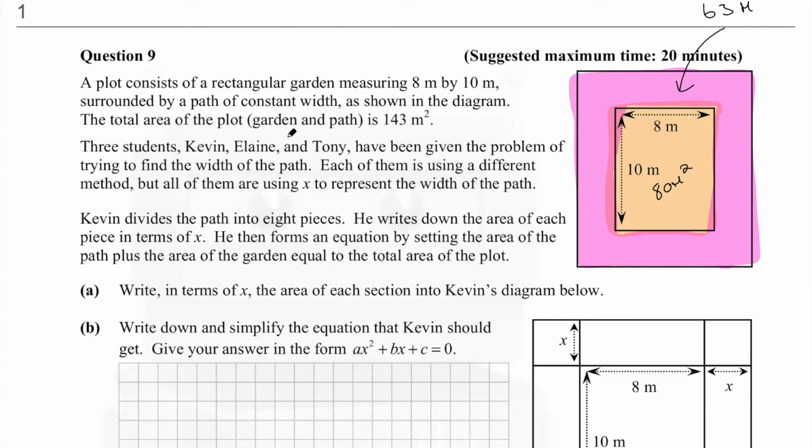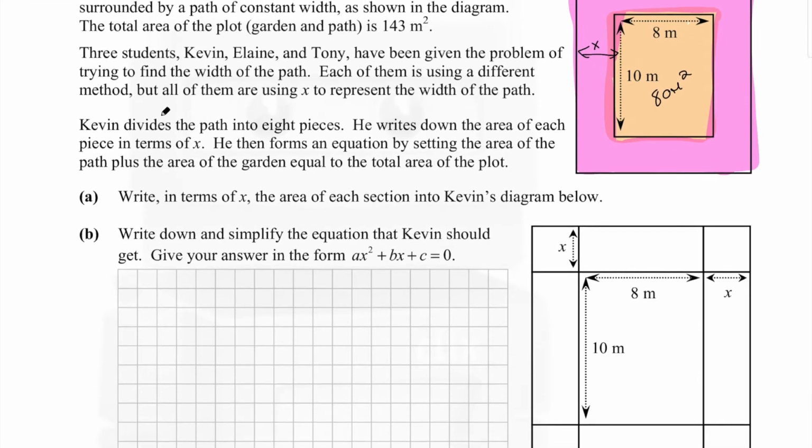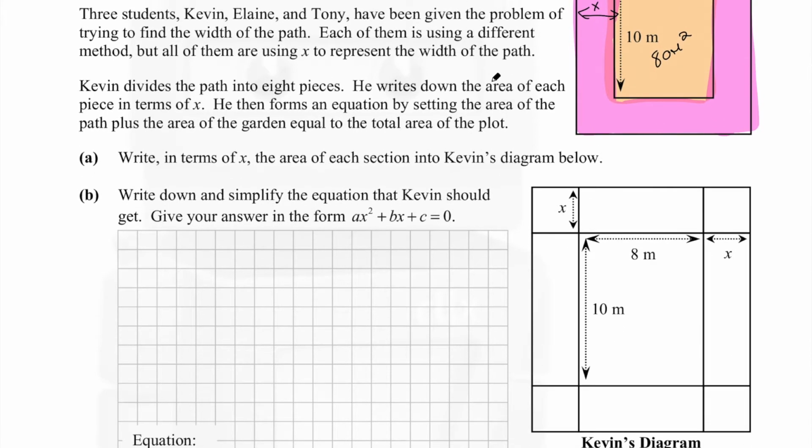3 students, Kevin, Elaine and Tony, have been given the problem of finding the width of the path. So they want to know what's this width out here basically. So we know what the area is, but we want the width. Each of them is using a different method, but all of them are using x to represent the width of the path. Kevin divides the path into 8 pieces. He writes down the area of each piece in terms of x, and then he forms an equation by setting the area of the path plus the area of the garden equal to the total area of the plot.